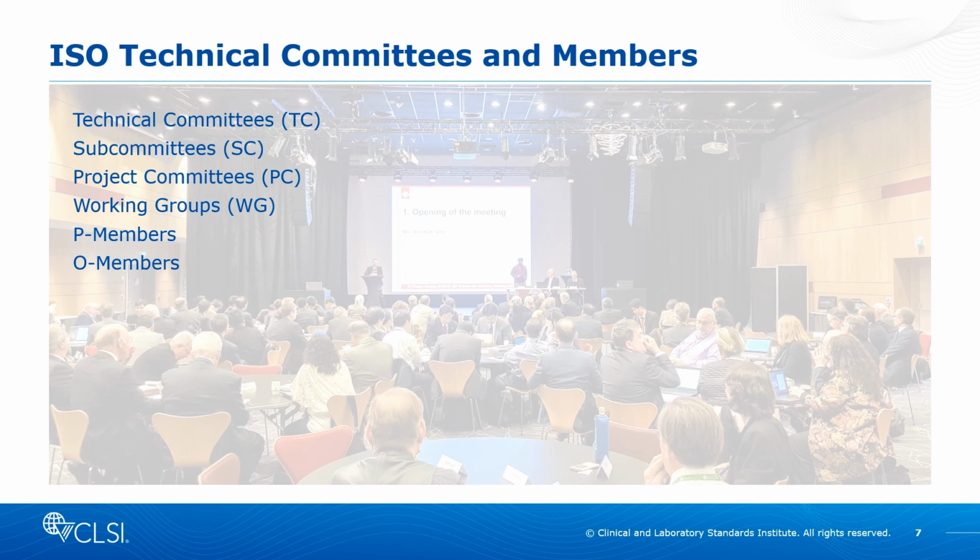Participating members, P members, are expected to vote on every document, provide experts for working groups, and attend meetings. There are participation criteria within ISO, and if the member does not meet those requirements, the P member can be downgraded to an O member for 1 year, after which they can reapply for P member status.